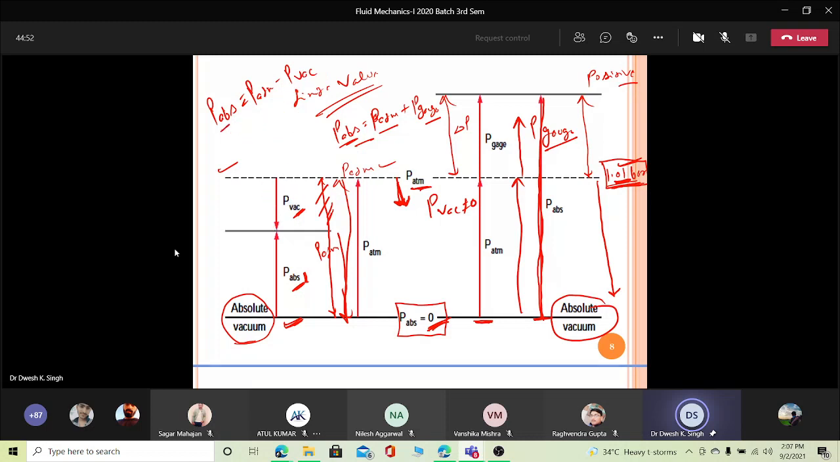So in the case of vacuum and in the case of gauge pressure, your formula for finding absolute pressure is different. You need to be very careful while finding the pressure, whether you are finding above the atmosphere or below the atmosphere. Accordingly, you need to use the formula.